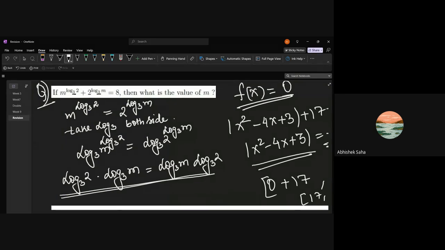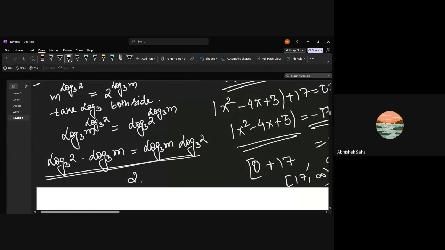If these two functions are equal, can we write 2 with this any function? Suppose it as m log of 3 2 is equal to 8.